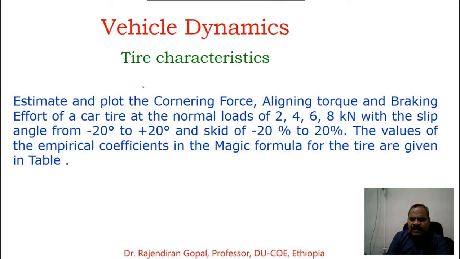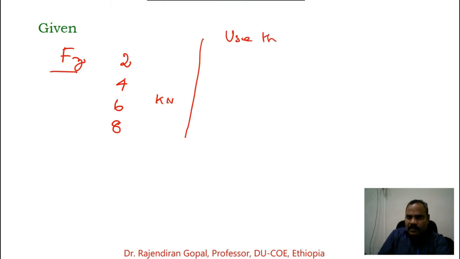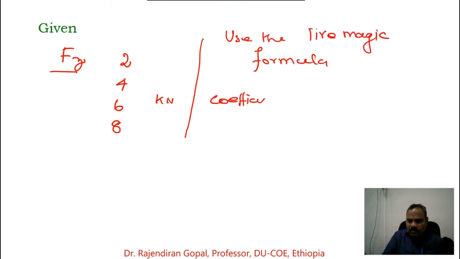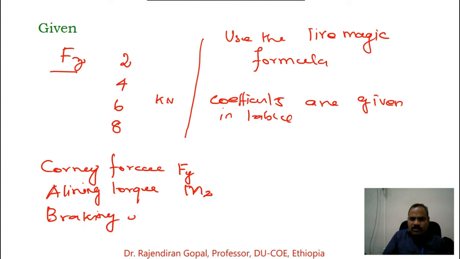The values of the empirical coefficient in the magic formula for a tire are given in the table. They are given that vertical load Fz is 2, 4, 6 and 8 kilonewton, and use the tire magic formula and the coefficients given in the table. Estimate the cornering force Fy, aligning torque Mz, braking effort Fx. This is in Newton, this is in Newton meter, this is in Newton.